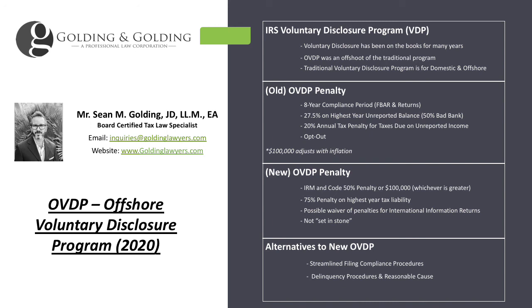If someone can certify under penalty of perjury that they're non-willful, they have various other avenues available to them. There's the streamlined domestic offshore procedure, streamlined foreign offshore procedures, delinquent international information return submission procedures, delinquent FBAR submission procedures, and there's always reasonable cause.